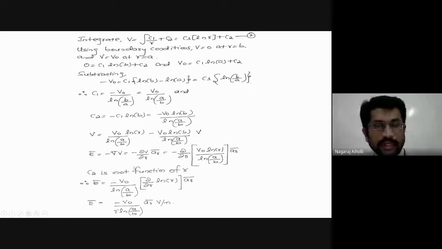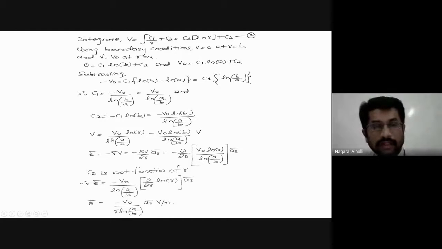Correct? Therefore, E is given by minus del V. This is minus ∂V/∂r a_r, since it is a function of only the r component. It is not a function of phi and z, and hence it is minus ∂V/∂r a_r. That is del V. Correct? That is further equal to minus ∂/∂r of V.